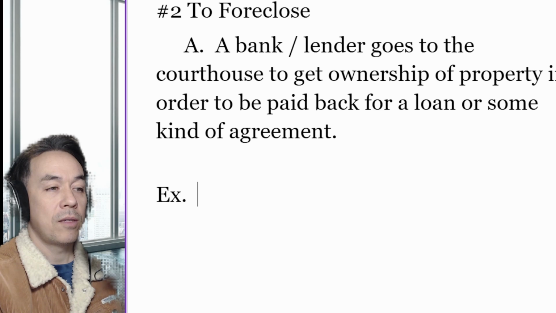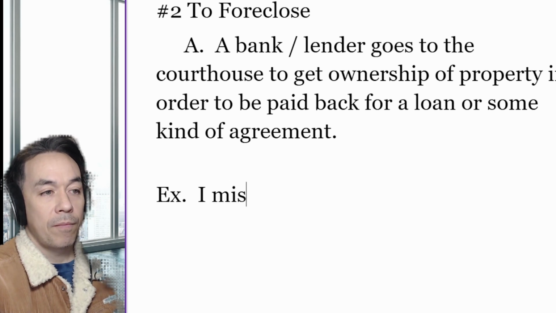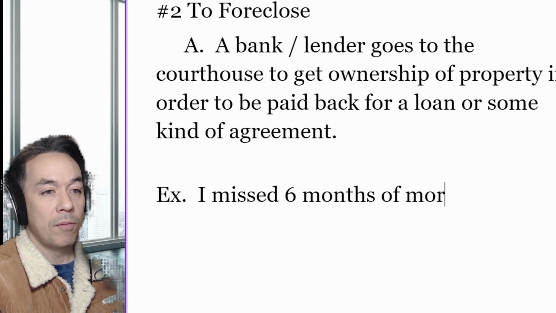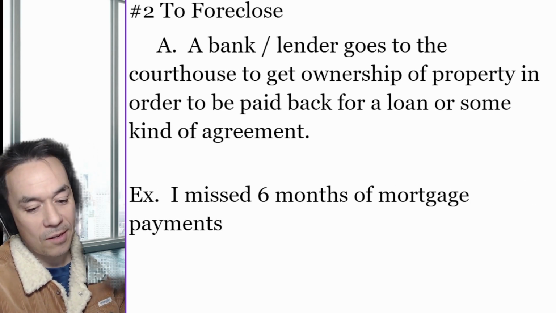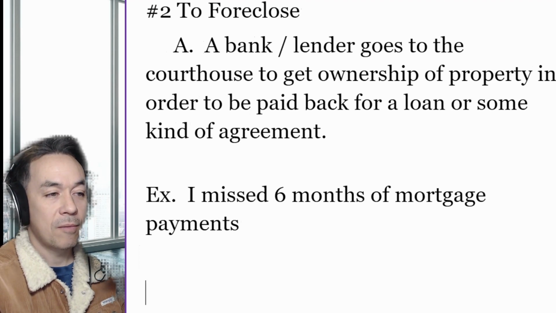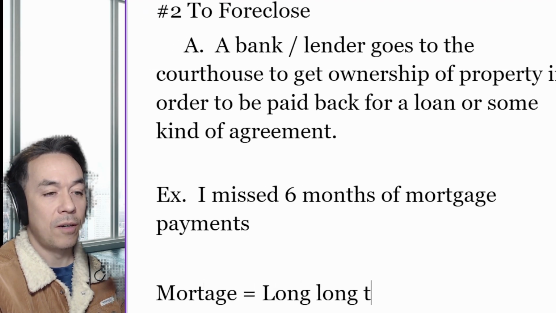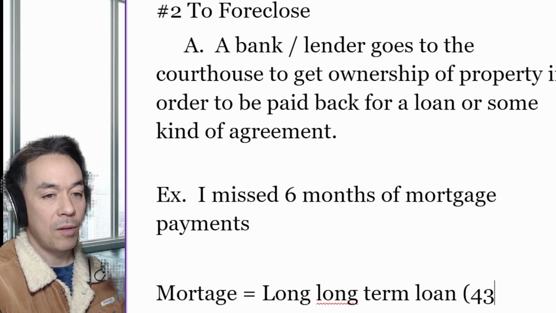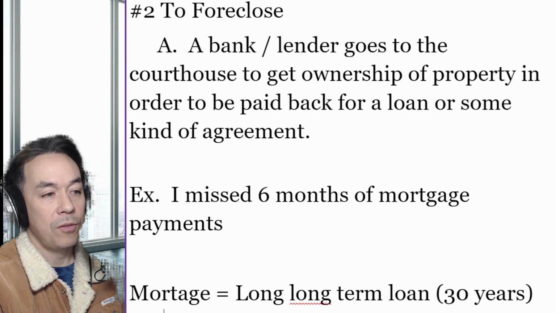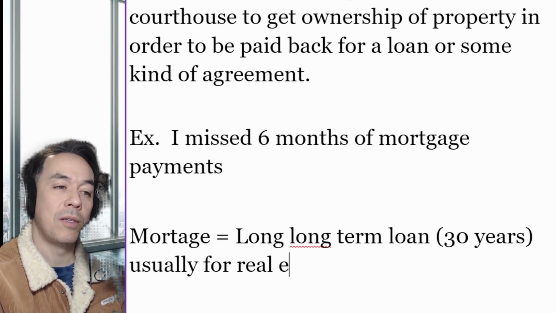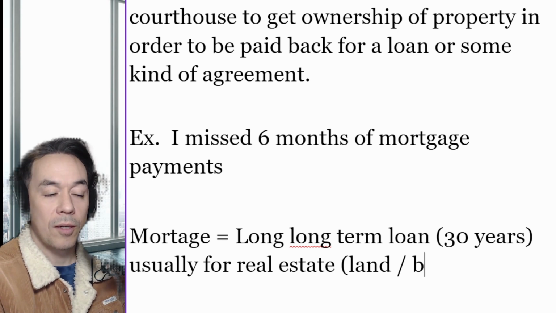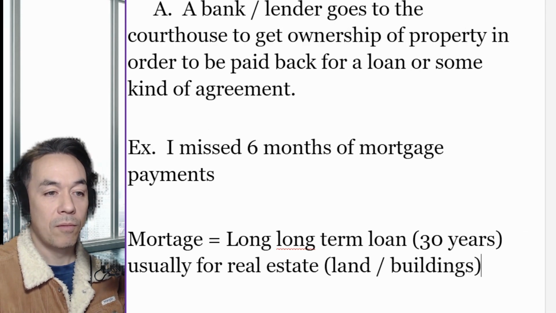All right. So you could say, let's say, I missed 6 months of mortgage payments. We'll say, what's a mortgage? It's a long-term loan. Usually like 30 years, usually for real property, right? We'll say real estate, land or buildings. That's the type of loan there.